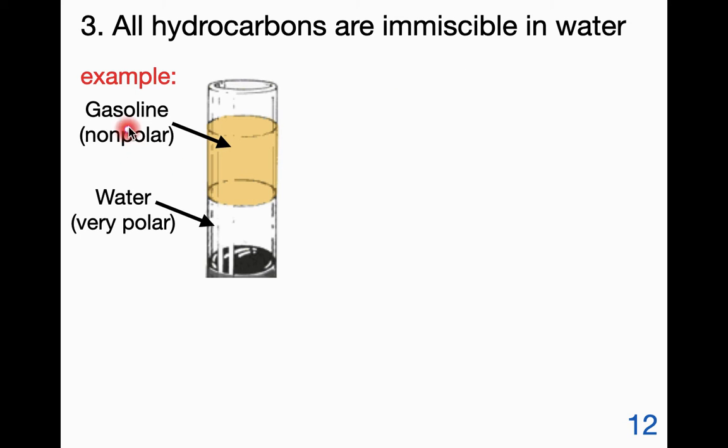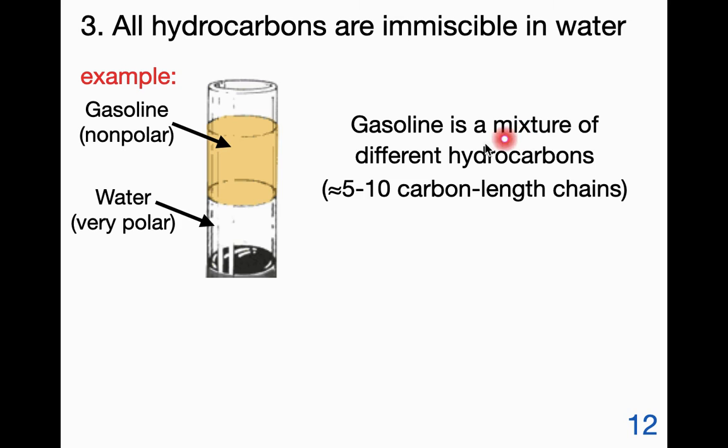So let's look at an example. Gasoline, which is a nonpolar liquid, and water, which is a very polar molecule. Now, gasoline is a mixture of different hydrocarbons, usually between 5 and 10 carbon length chains. Different gas stations, Chevron, Shell, Texaco, they all have their own mixture of hydrocarbons that they tout as being the better of those out there. But it's all just a mixture of different carbon length chains.